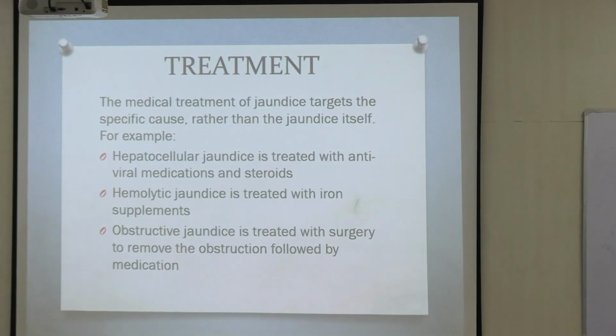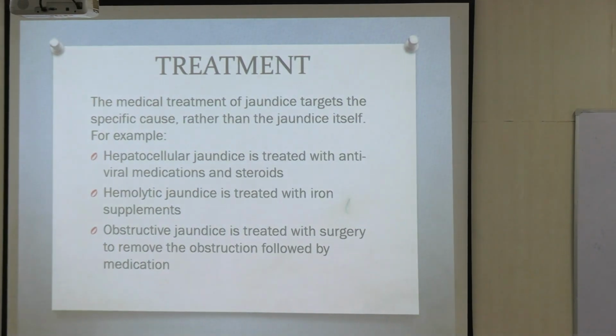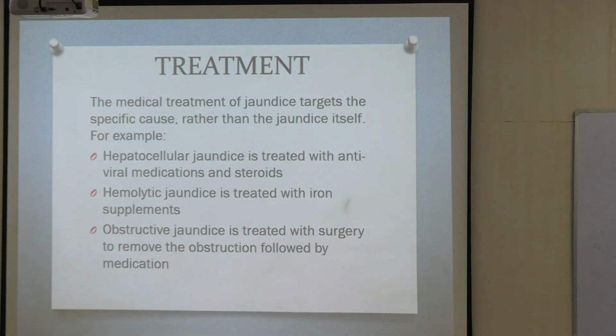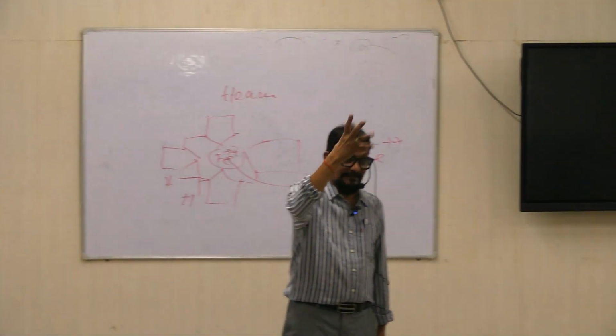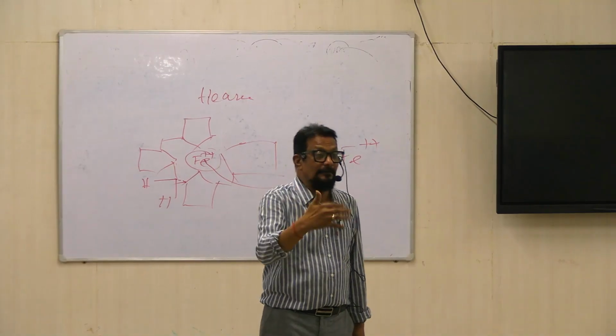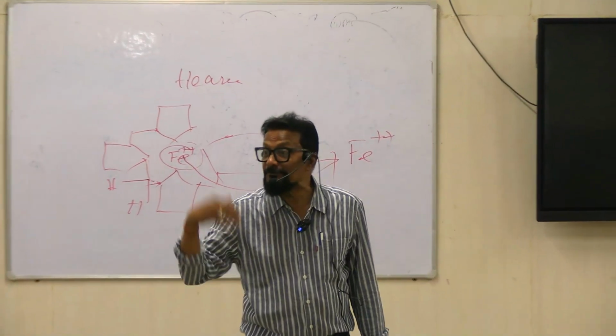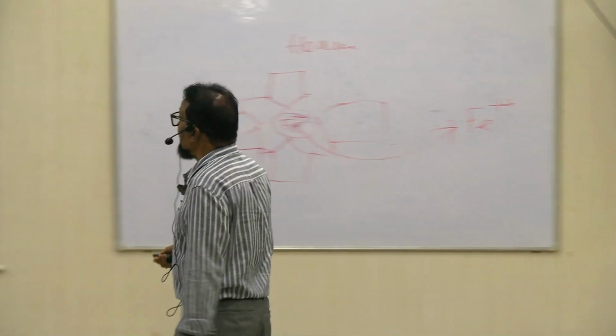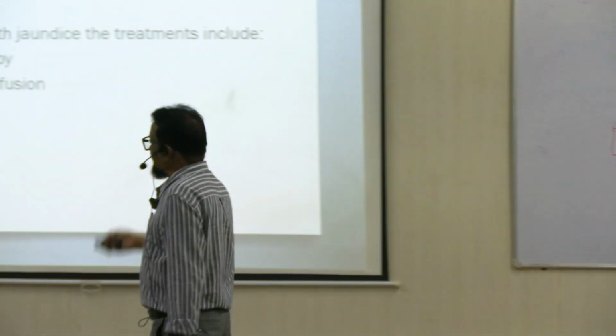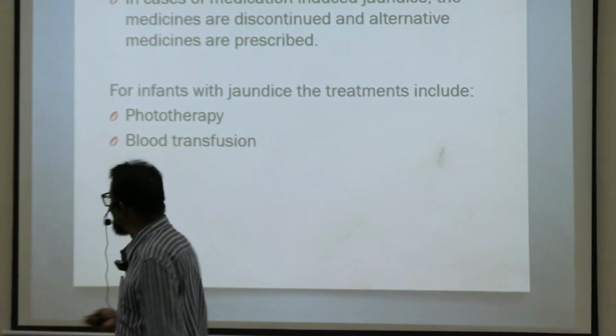Now how will we treat jaundice? We will find the cause. What is the cause? If it is obstructive, you will try to remove the obstruction. If it is a problem in the liver, you will try to treat this. If it is hemolytic, pre-hepatic, then what is the cause? You try to remove this. Okay. And in infants, phototherapy and blood transfusion is the treatment.